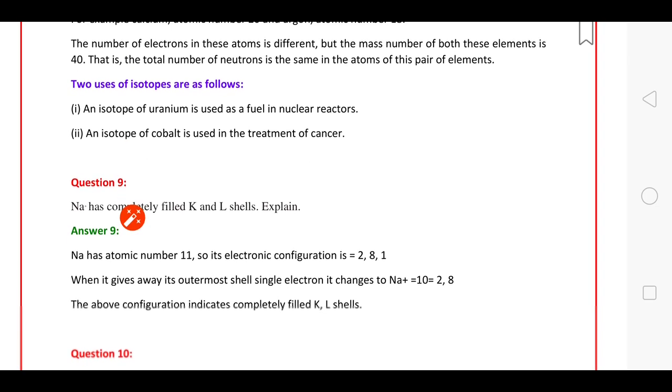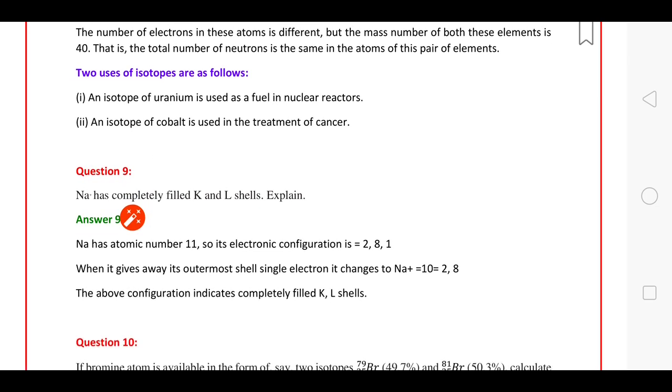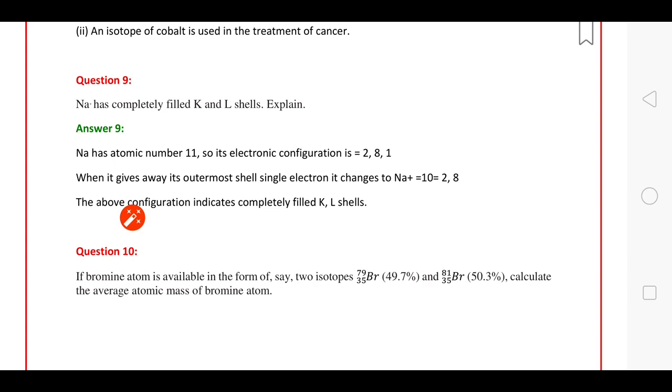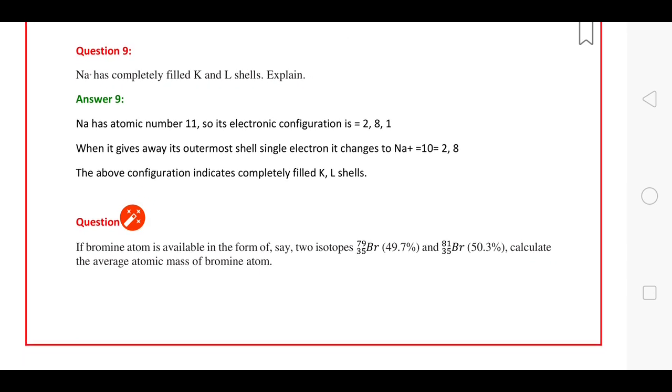Two uses of isotopes are as follows. An isotope of uranium is used as a fuel in nuclear reactors. An isotope of cobalt is used in the treatment of cancer. Our next question is, sodium has completely filled K and L shells. Explain.